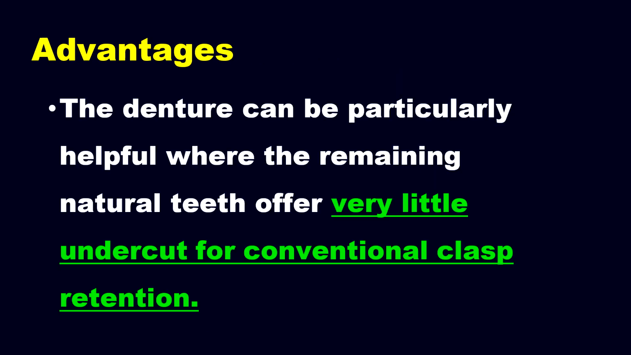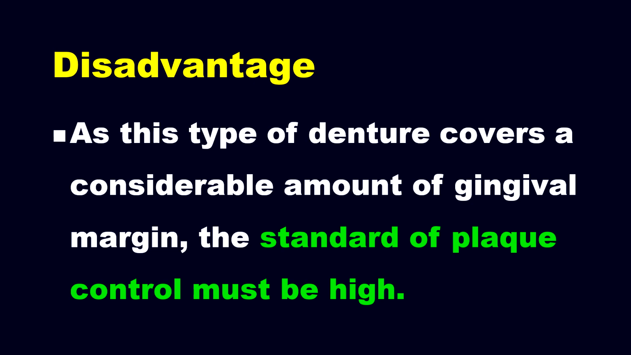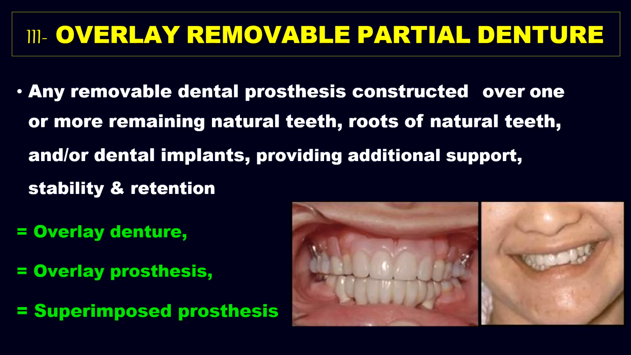What are the advantages of this prosthesis? The denture can be particularly helpful where the remaining natural teeth have very little undercut for conventional clasp retention. As this type covers a considerable amount of gingiva, the plaque control will be high, and that is a big disadvantage of this type of RPD.